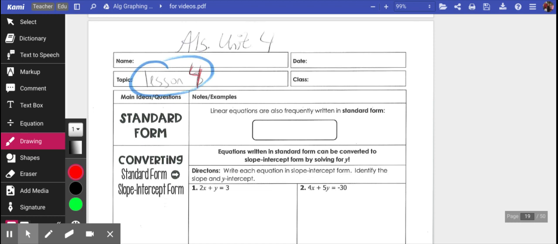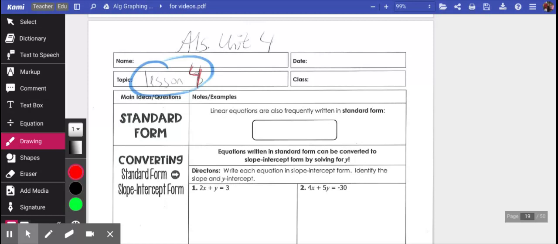Lesson 4 is on equations in slope-intercept form again, but not from a graph. This is when we have them already written in a different form. So, for example, when they are in standard form.